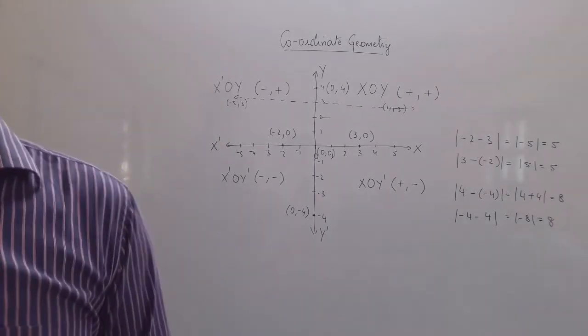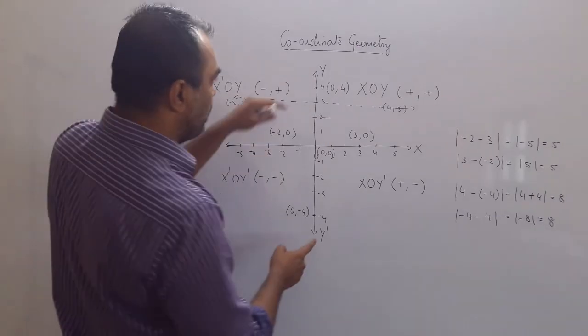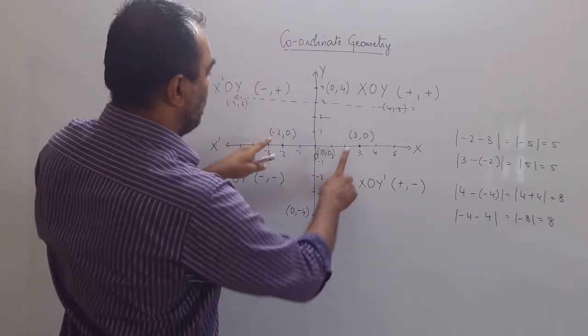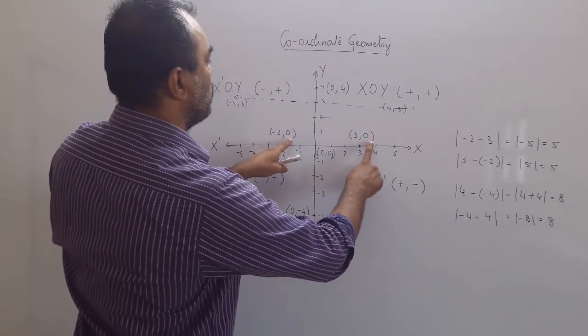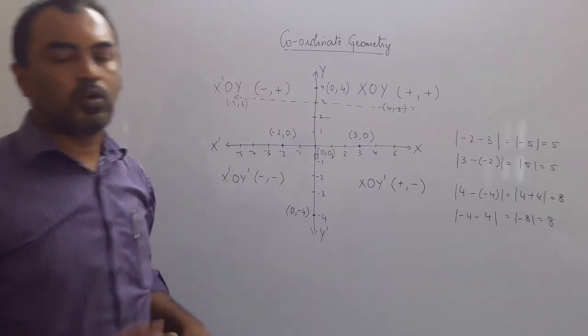So this is finding distance for one coordinate only. You can see what is happening. Here one coordinate is changing, one coordinate is not changing. Here also one coordinate is changing, one coordinate is not changing. So simple subtraction can work. Now we'll see what happens when both the coordinates are changing.